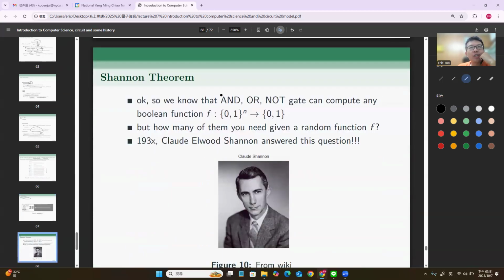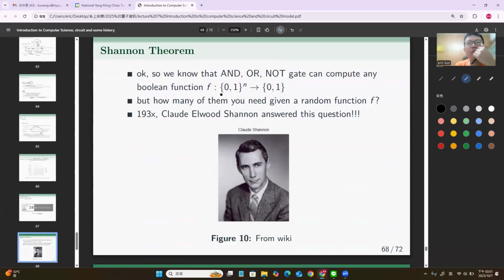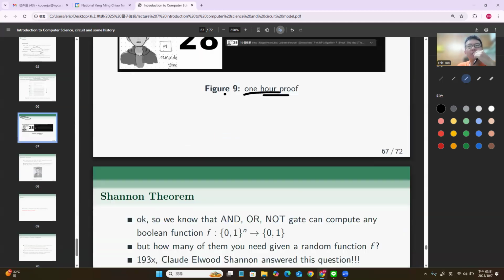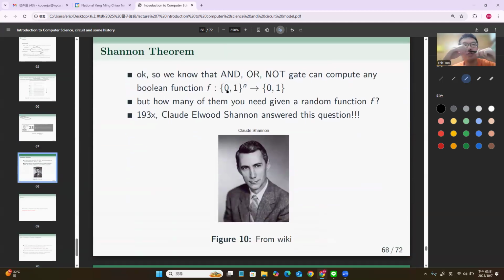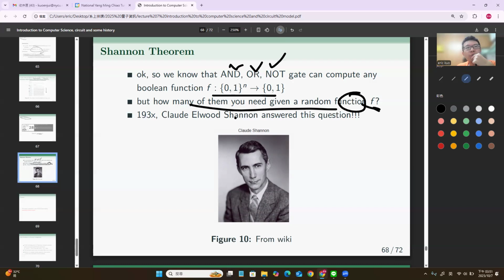Okay, so let's talk about Shannon's theorem. I think this is the last theorem for this video. We know that NAND or NOT gates are universal. But how many of them do you need for a general or random function? You randomly pick whatever n-bit function. How many elementary gates do you need to compute it? This is an interesting question, and Shannon, who is also called the father of communication, if I remember correctly, answered this question. This was close to 100 years ago.